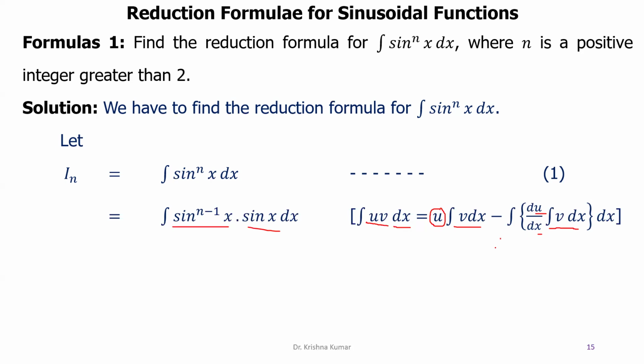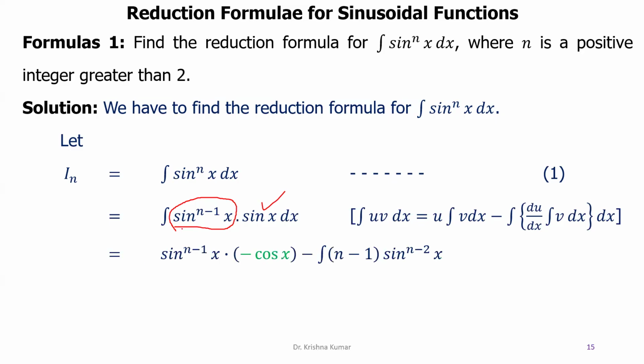So clearly here the first function u is sine to the power n minus 1 x and this sine x is v. Now we know that if you want to use integration by parts, we always have to check the integration of which function is possible. Here, we are not able to find the integration of sine to the power n minus 1 x, but we are able to find the integration of sine x. What is the integration of sine x? It is nothing but minus cos x. So let us use integration by parts.